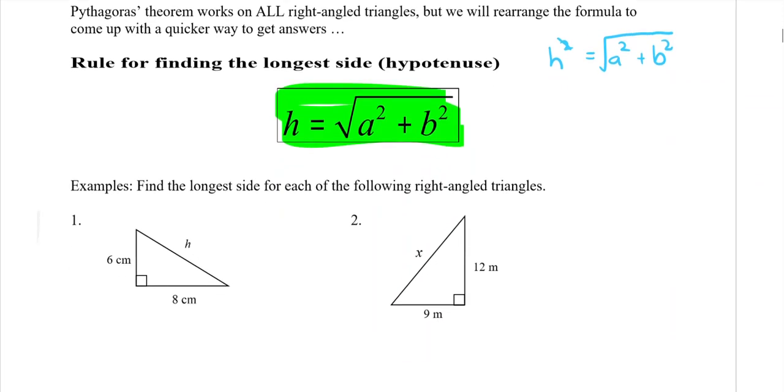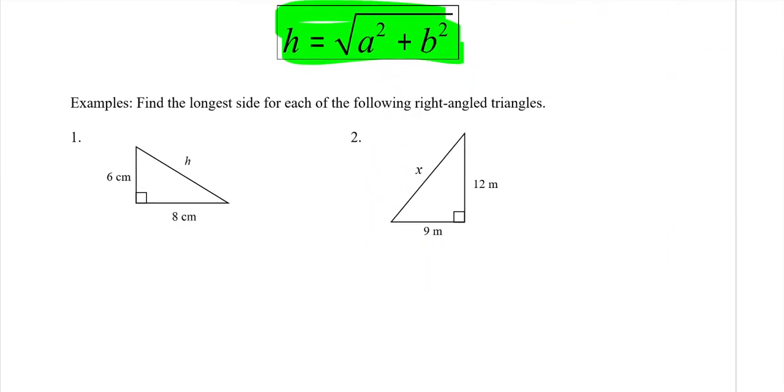So when you see a question like these ones here, the first thing you'll see, right angle triangle is very, very important. And the thing that we're trying to find is the hypotenuse. Okay, so as soon as you identify that, you go, all right, I need my hypotenuse formula, which is h equals square root of a squared plus b squared.